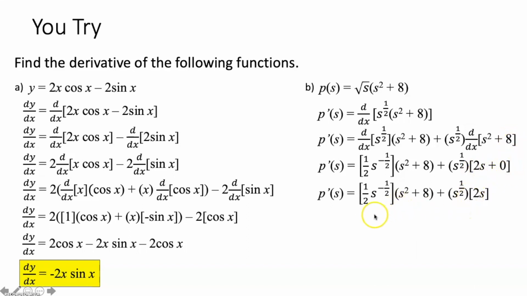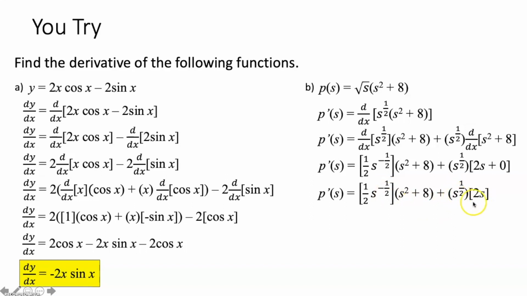Now I have to simplify further. So 1/2 s to the negative 1/2. I have to distribute that to the s squared and to the 8. So let's first multiply these two together. S to the negative 1/2 times s to the second. They are like bases, so I add the exponents together. That means I get 1/2 s to the 3/2 power. Then I multiply this to the 8. I multiply the 1/2 and the 8, I get 4. So I get 4s to the negative 1/2 power.